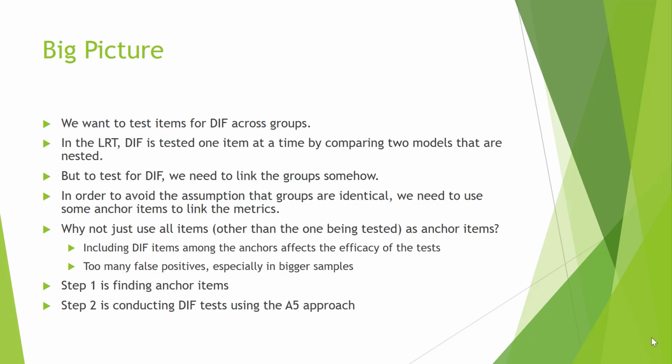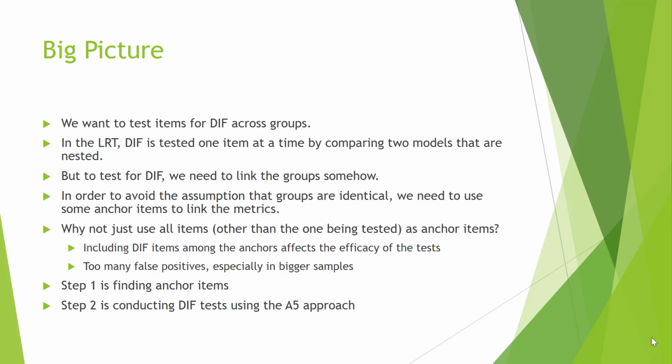But in order to do this, we can't just start having at it. We need to first link the groups. And we had a whole unit on linking. We talked about the need to really identify the model, right? You're trying to estimate both thetas and item parameters simultaneously. We've got to identify the model somehow.